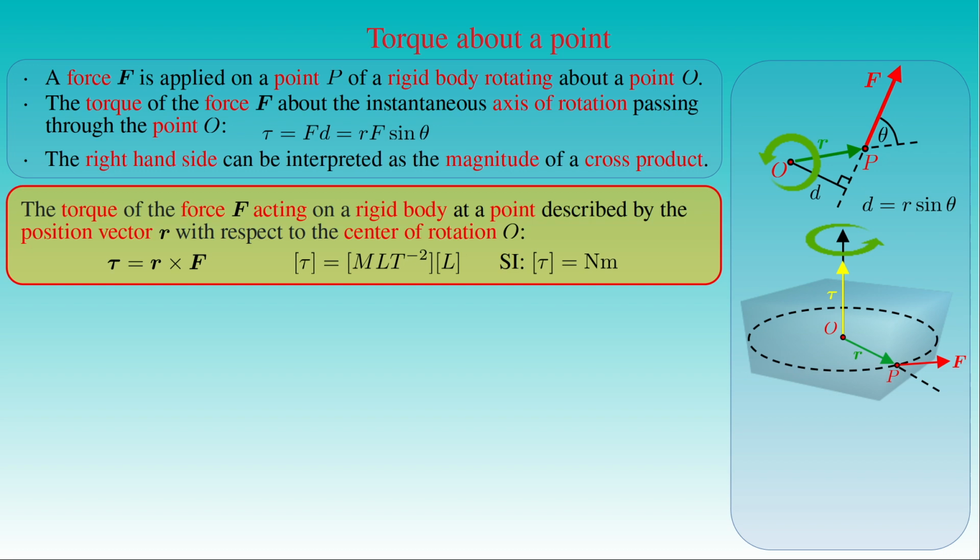That is the unit of mass M times the unit of length L times the unit of time T to the minus 2, times the unit of length L, which has the SI unit of newton meter.